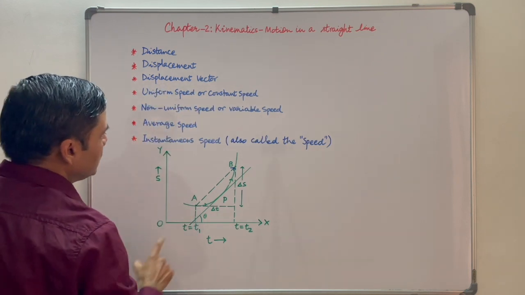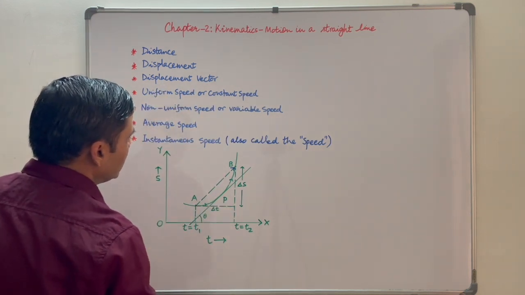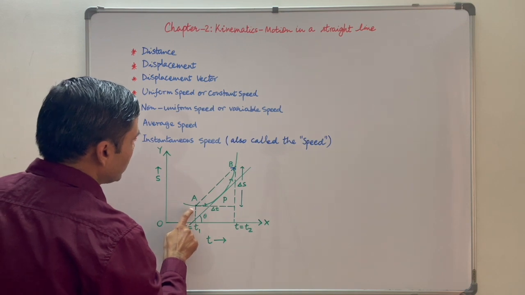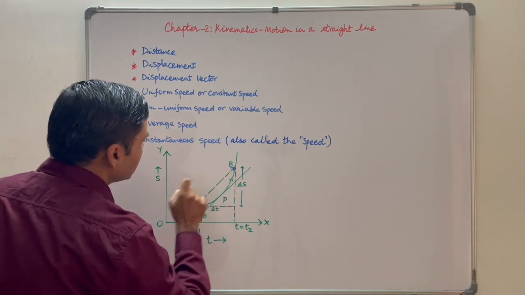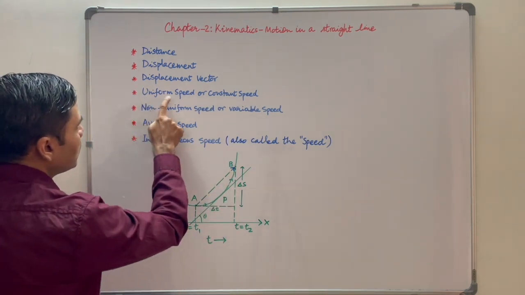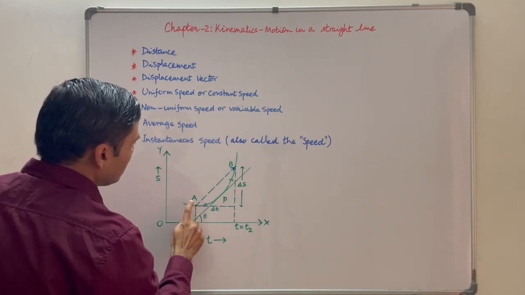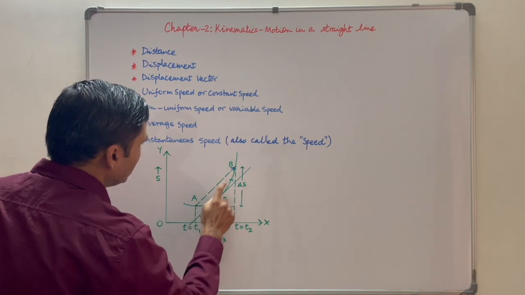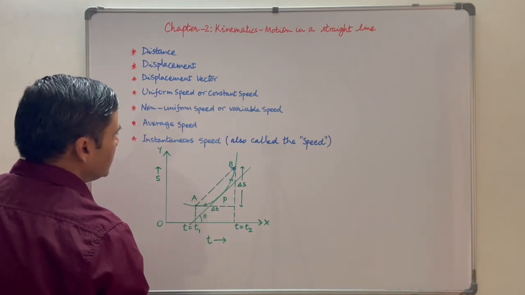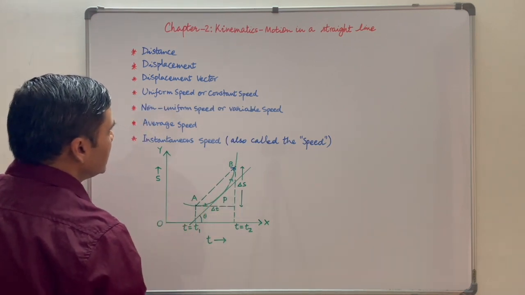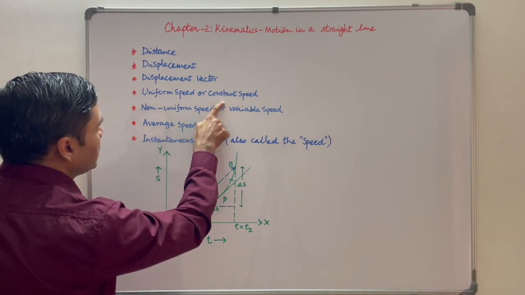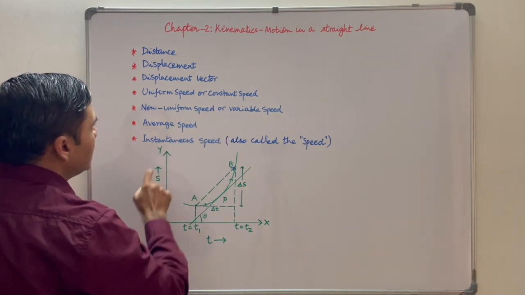Displacement vector. Displacement is a vector quantity. Its direction is from the start point to the end point. So this is the direction. Uniform speed or constant speed. Suppose the particle travels from point A to B on this curve at a certain speed. Its speed doesn't change. Then it is said to be uniform speed or constant speed.